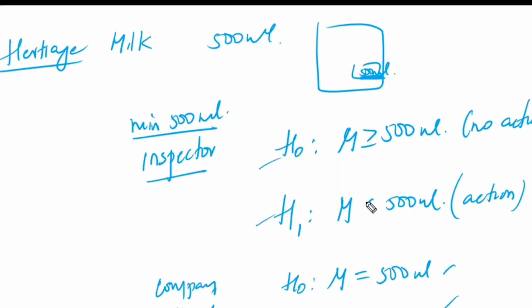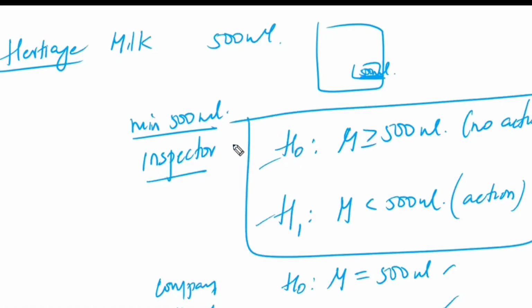If they give more than 500 ml, what is the problem for you? Nothing, right? So from the quality inspector's perspective, this is the null and alternate hypothesis. From the company owner's perspective, this is the null and alternate hypothesis. So when will the inspector take action? When it is less than 500 ml. If it is exactly 500 ml, he will not take action. If it is more than 500 ml, no action. So that is the null hypothesis.